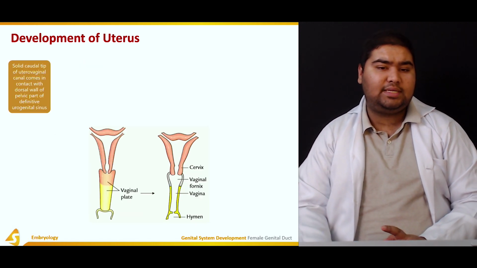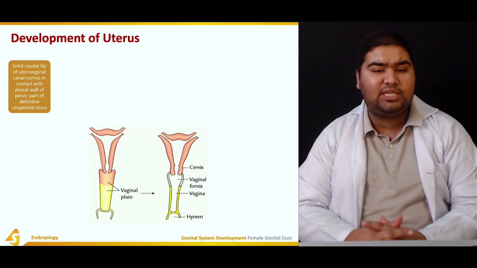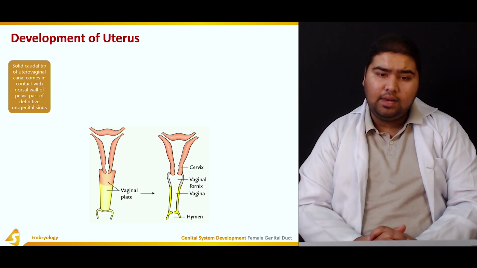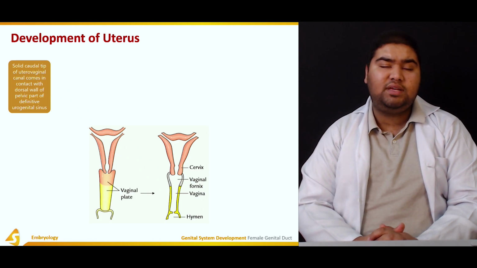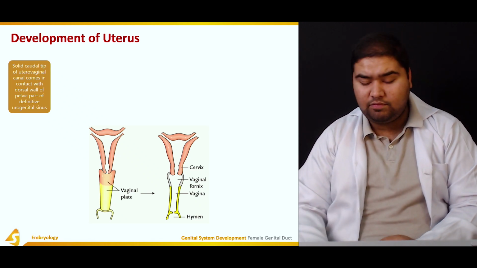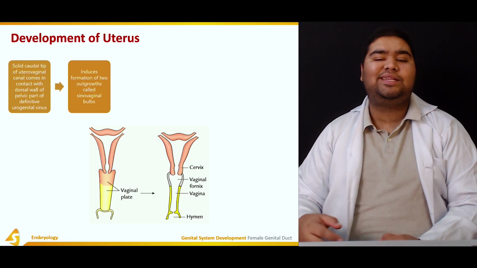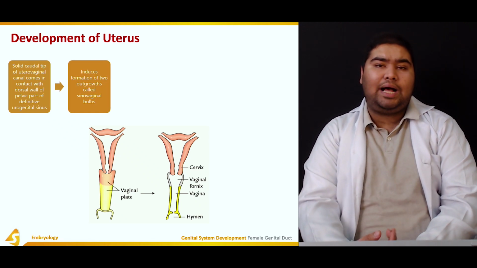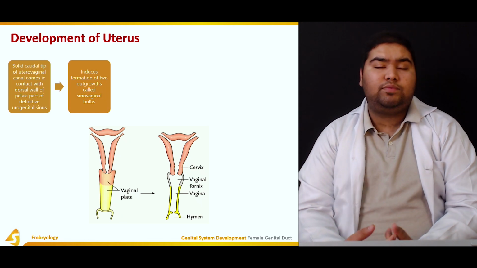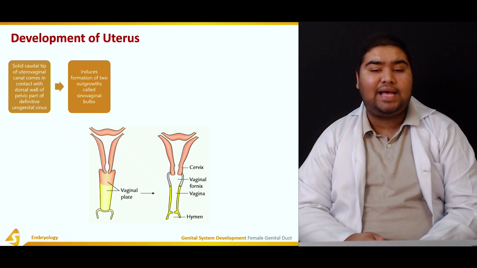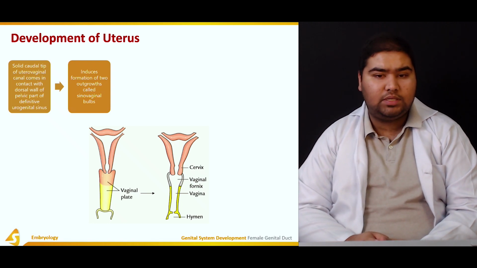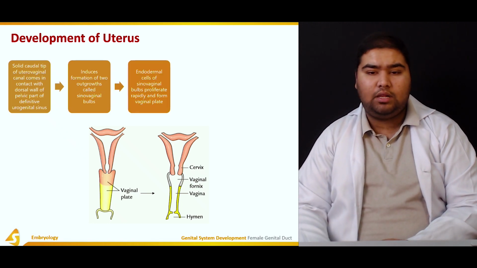So let's see what is happening. The solid caudal tip of the uterovaginal canal comes in contact with the dorsal wall of the pelvic part of the definitive urogenital septum. We talked about it before. It induces the formation of two outgrowths, which were seen in yellow in the previous picture. These were known as the sino-vaginal bulbs.